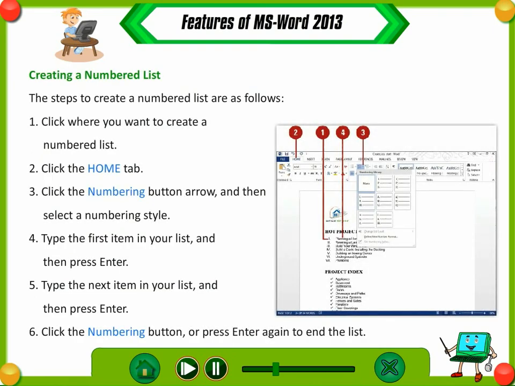Creating a numbered list. The steps to create a numbered list are as follows. Click where you want to create a numbered list, click the Home tab, click the Numbering button arrow and then select a numbering style. Type the first item in your list and then press Enter. Type the next item in your list and then press Enter. Click the Numbering button or press Enter again to end the list.